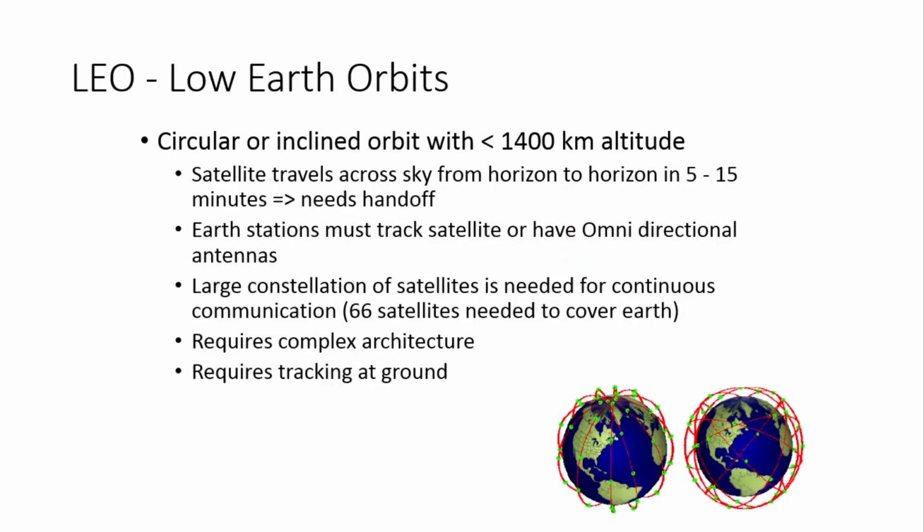LEO, low Earth orbit, is a circular or inclined orbit with less than 1400 km altitude. The satellite travels across the sky from horizon to horizon in 5 to 15 minutes. The Earth station must track the satellite or have omnidirectional antennas. Large constellations of satellites are needed for continuous communication, about 66 satellites to cover the Earth. This requires a complex architecture and tracking from the ground.